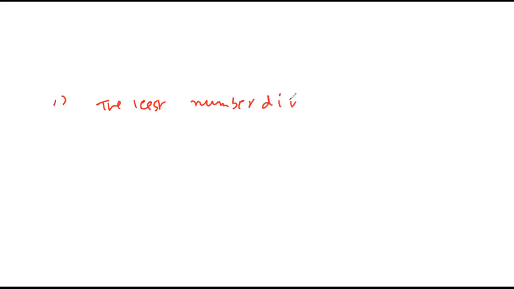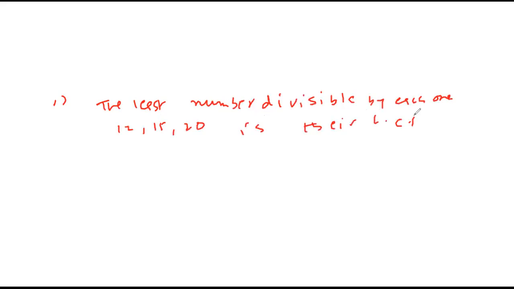See, there is only one sum of this type. Please do it perfectly. The least number divisible by each one, that is 12, 15, 20, is their LCM first. But we don't want just the LCM, we want the least square number. So first we are finding the LCM of 12, 15, 20.